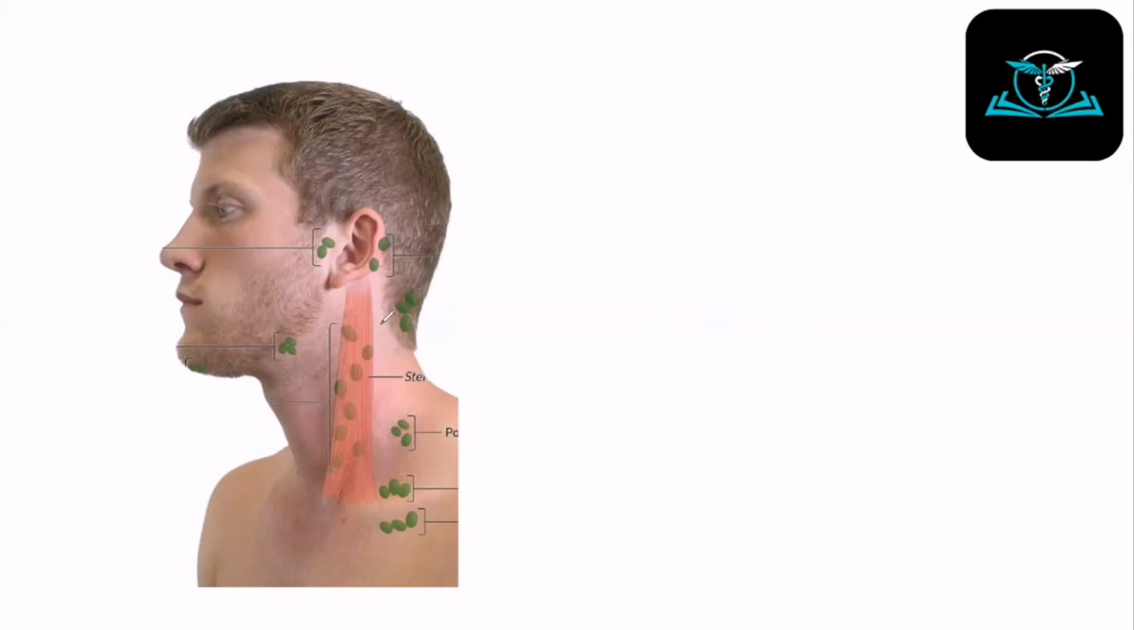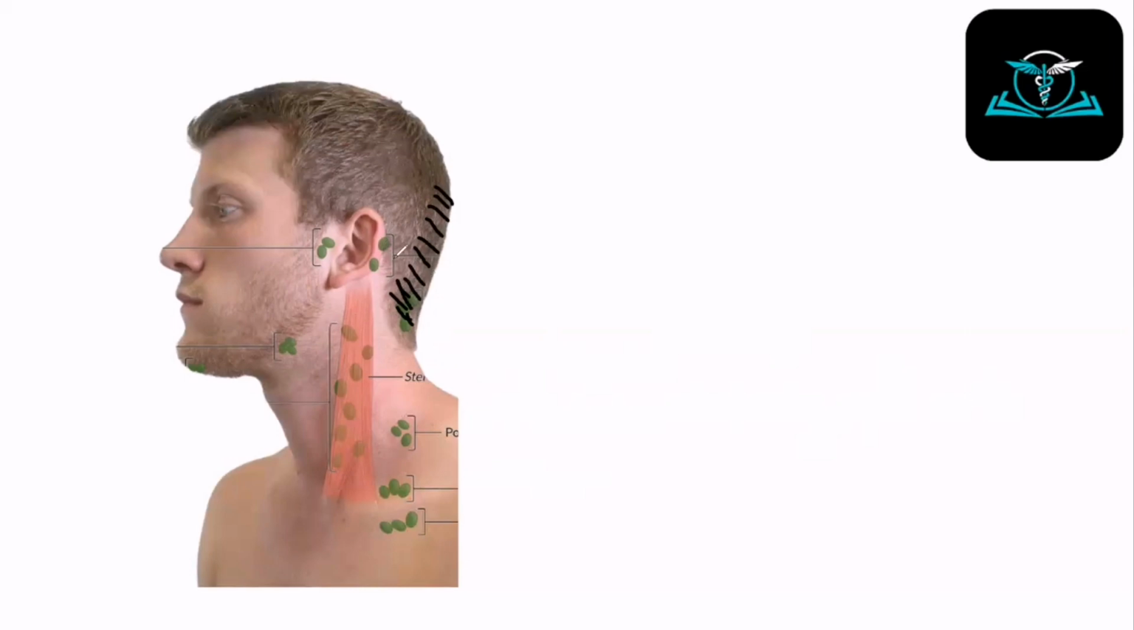So based on the position of the occipital lymph node, it makes sense to think that it drains the back of the scalp. So around this part, the back of the scalp. And so if you have a scalp abscess in this region, the occipital lymph nodes may enlarge.